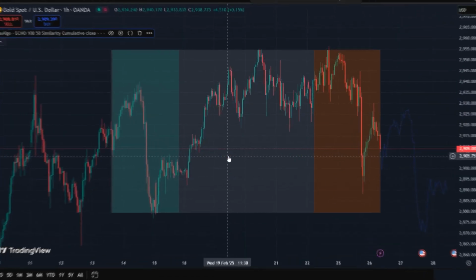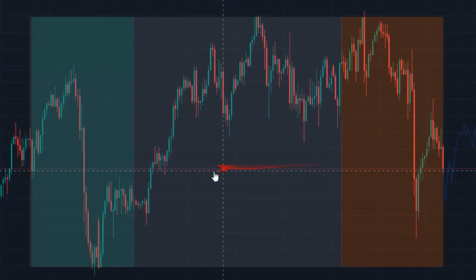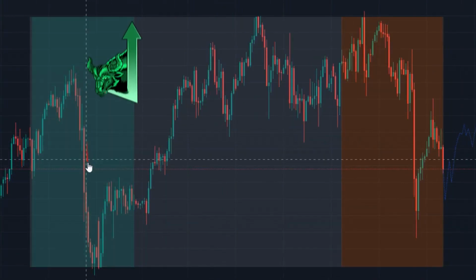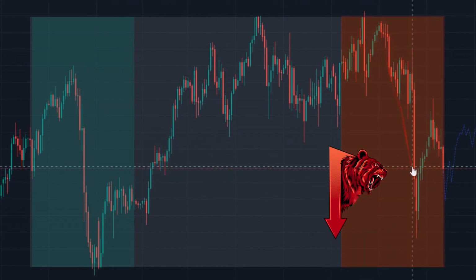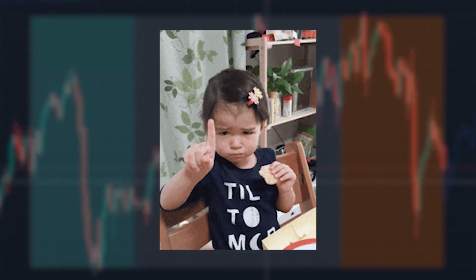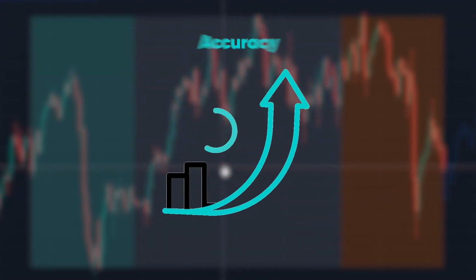Once set up, the indicator displays its prediction using 3 different colors. If the forecasted line trends upward, it suggests a bullish trend. And if it trends downward, a bearish market is likely. But don't rely on just one indicator. It's always best to use additional confirmation tools to improve accuracy.